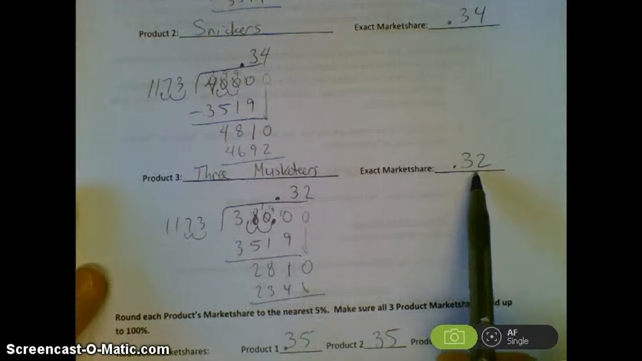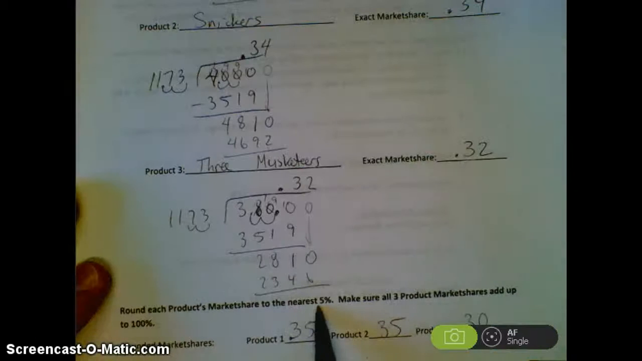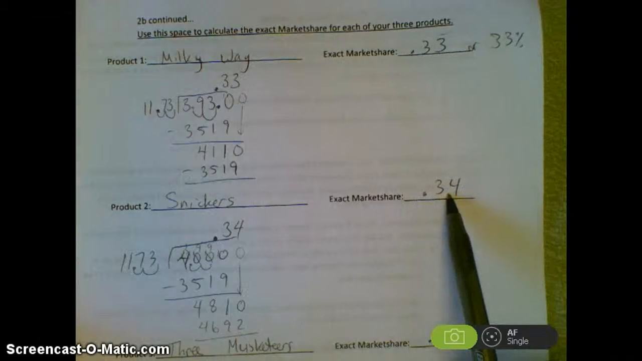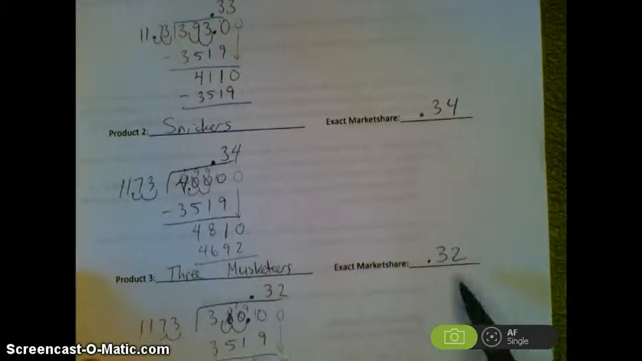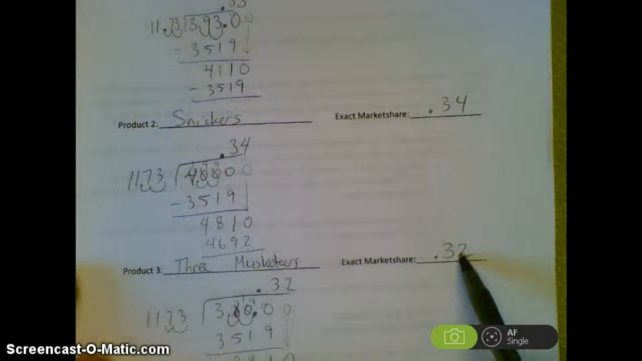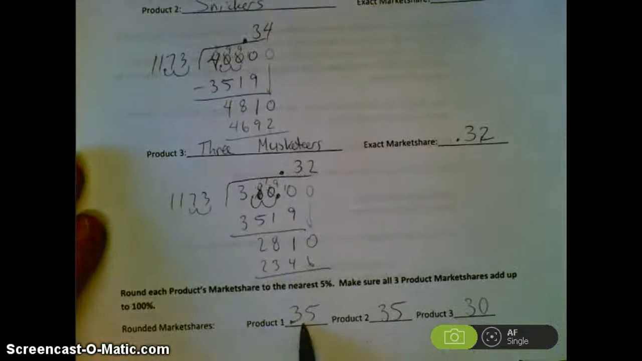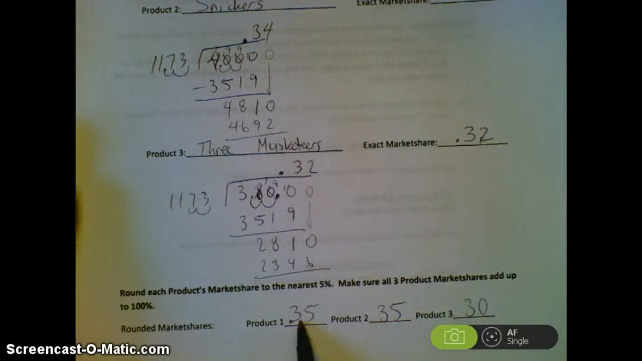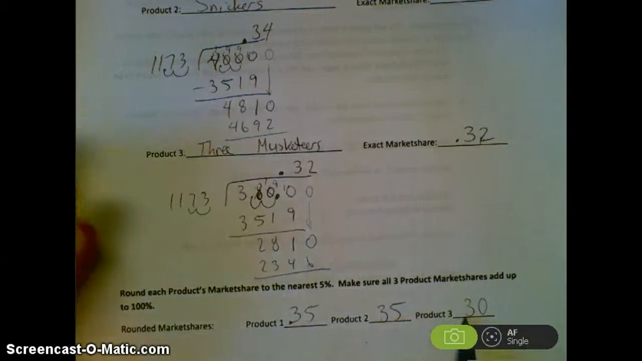So I've got my three rating averages. I can round those to the nearest 5%. So I rounded 33 up to 35, 34 up to 35, and 32 down to 30, so that all of them added together equals 100. So that's my market share. This is how much I'm going to buy of each product: 35, 35, and 30.